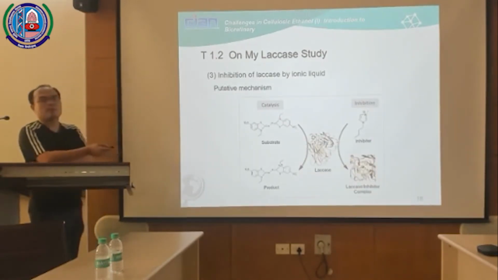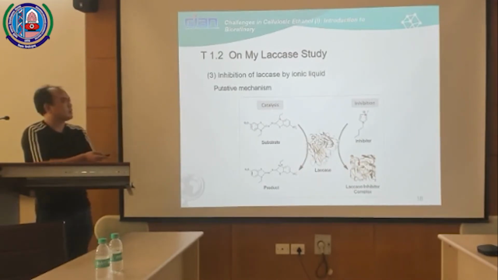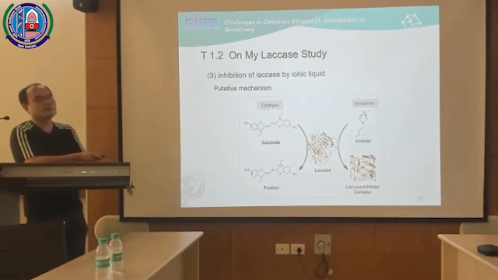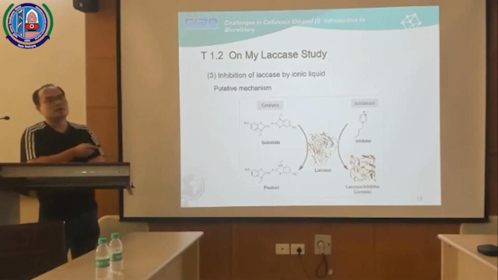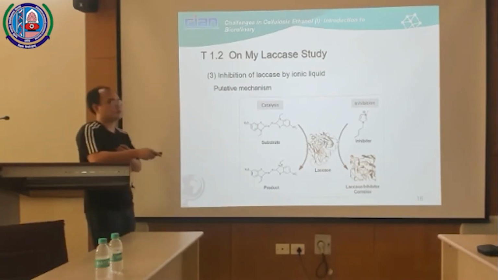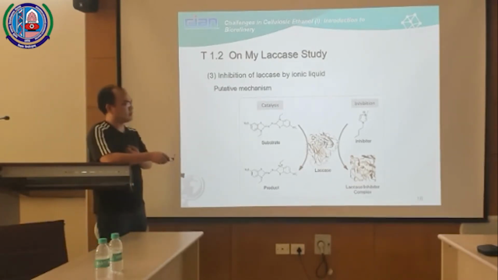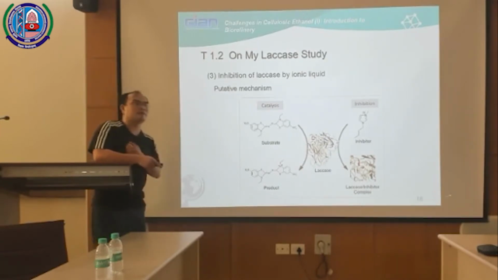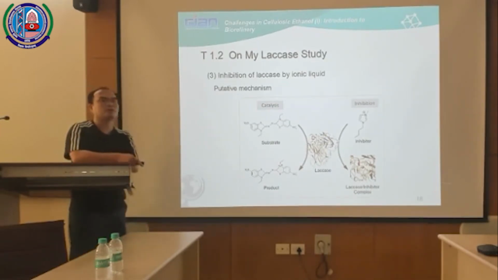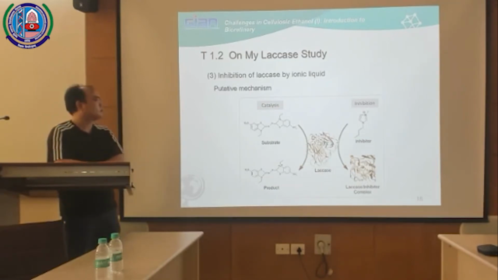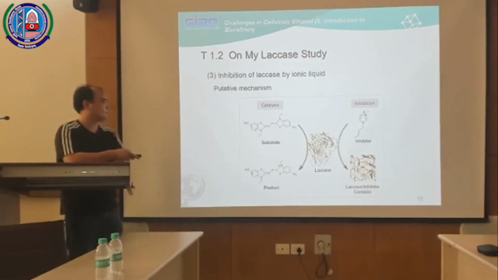So finally, we proposed a mechanism. We concluded from the results that, first, ionic liquid is an inhibitor because its cations can occupy the active sites of laccase, competing with the normal substrate. But the anion is also very important for the inhibition effect.